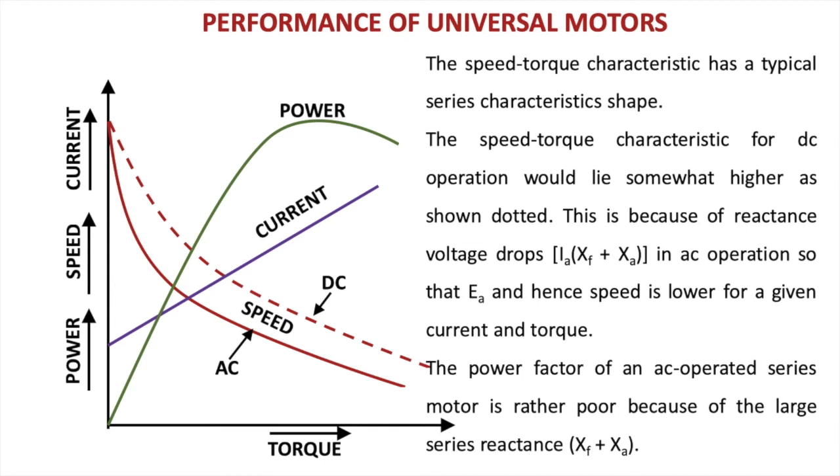The speed torque characteristics has a typical series characteristic shape that we have already seen. The speed torque characteristics of DC operation would lie somewhat higher, as shown dotted. This is because of the reactance voltage drops in the AC operation, and hence speed is lower for a given current and torque for the same amount of DC supply. The power factor of an AC operated series motor is rather poor because of the large series reactance, including the field and the armature reactance.